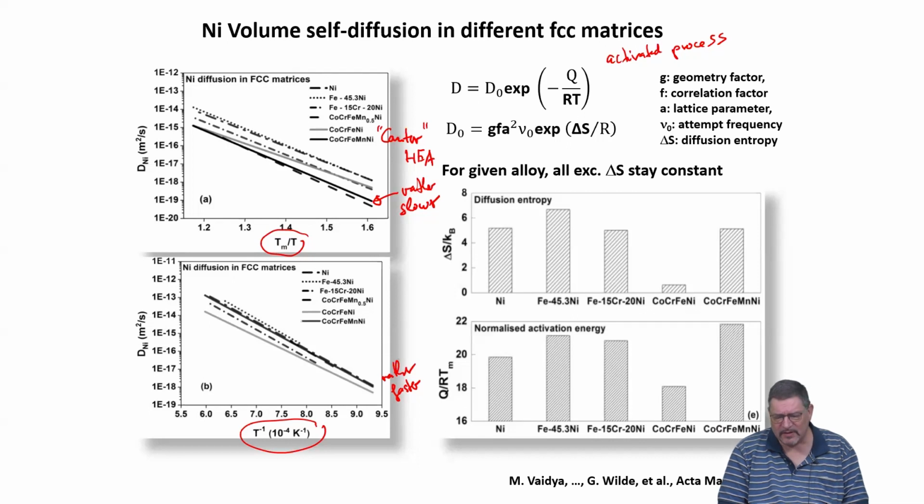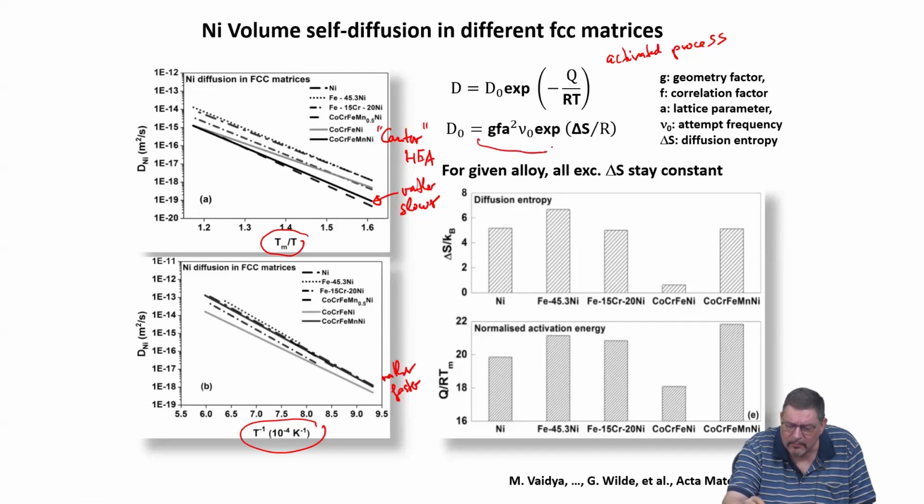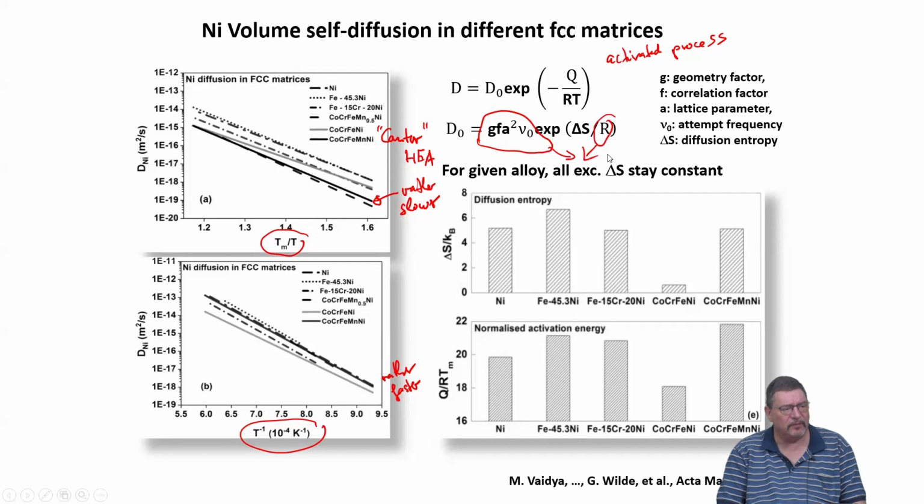Basically, what you do is you do these experiments as we have done. And for a given alloy system, all these parameters stay constant except the diffusion entropy. So you determine the diffusion entropy from the experimental results, then you have that. And then you can basically compare different alloys and lattices in order to get the correlation factors, or at least the ratio of correlation factors.